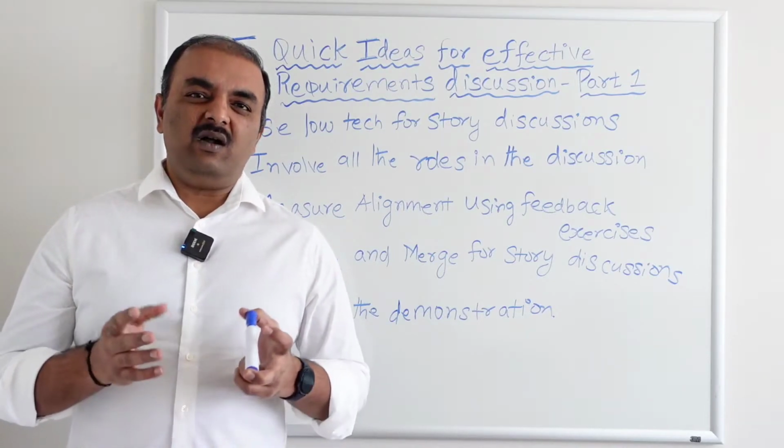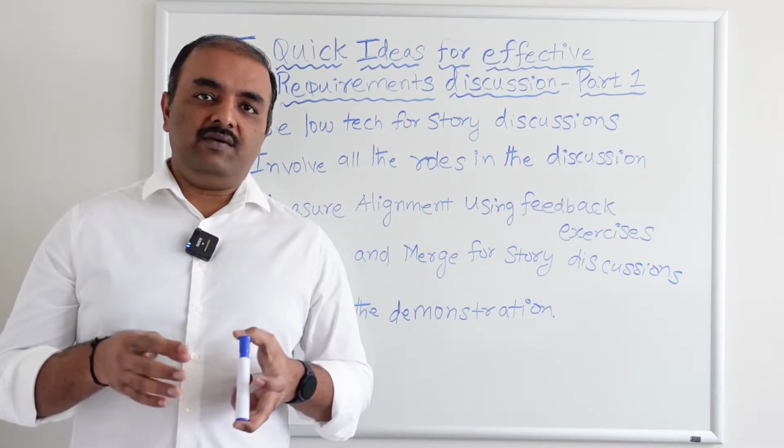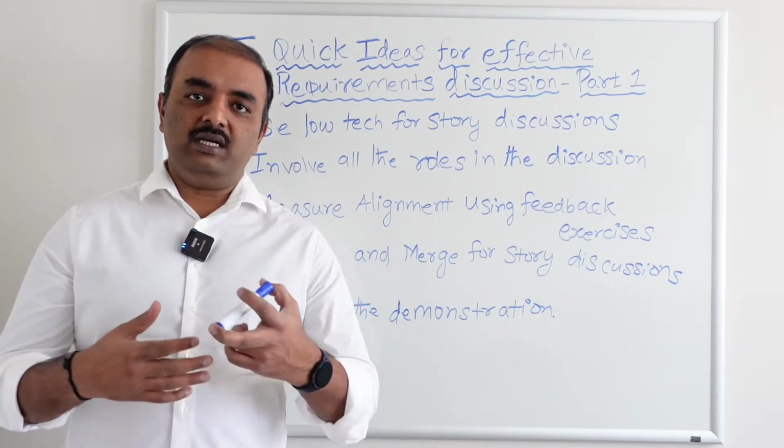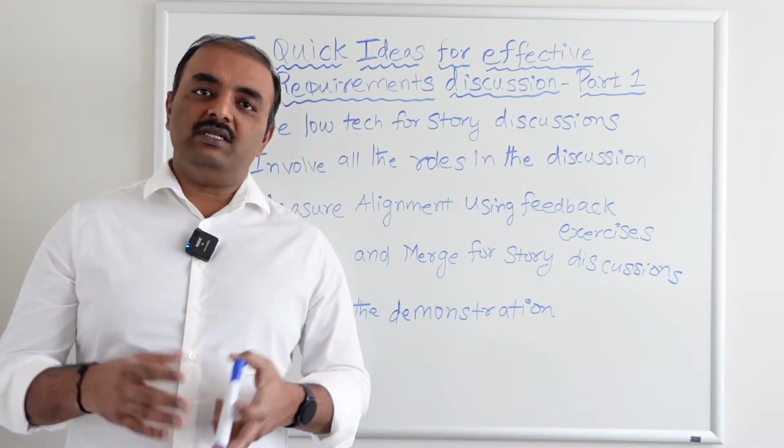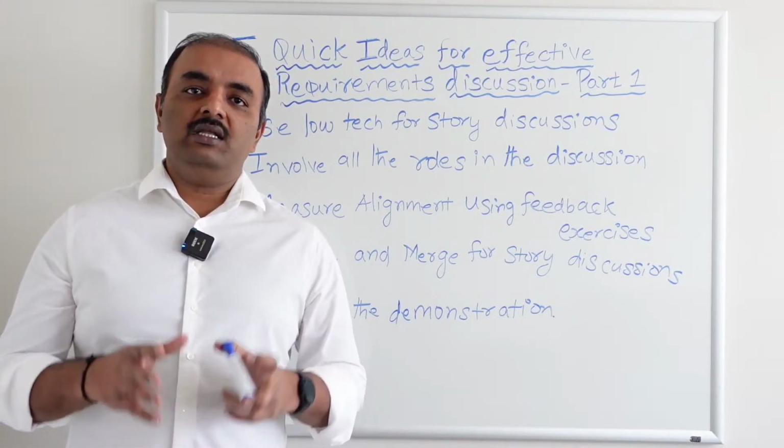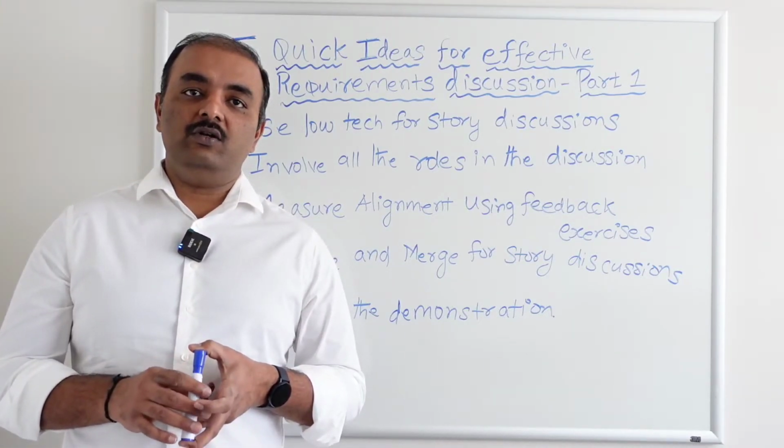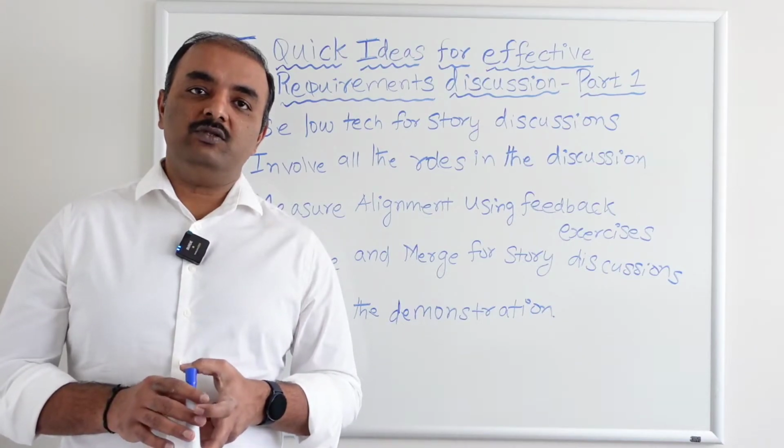So we basically call this 3 amigos, where developer, QA and BA discuss together, but it cannot be just 3 amigos, it can be 5 amigos or 6 amigos. The goal is to have all the roles who are going to develop the story, or at the same time who is going to approve the story.